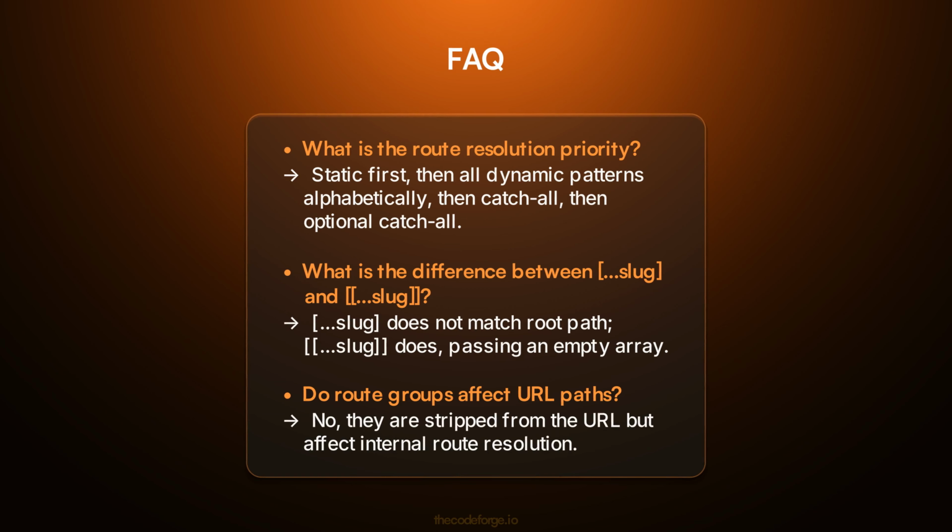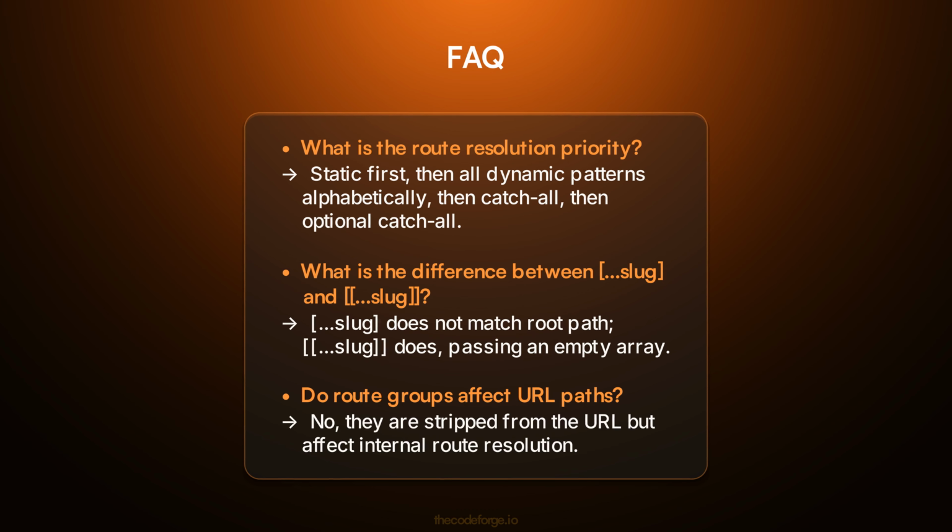And a few frequently asked questions. What is the route resolution priority? Static first, then all dynamic patterns alphabetically, then catch-all, then optional catch-all. What is the difference between [...slug] and [[...slug]]? [...slug] does not match the route path. [[...slug]] does, passing an empty array. Do route groups affect URL paths? No, they are stripped from the URL but affect internal route resolution.